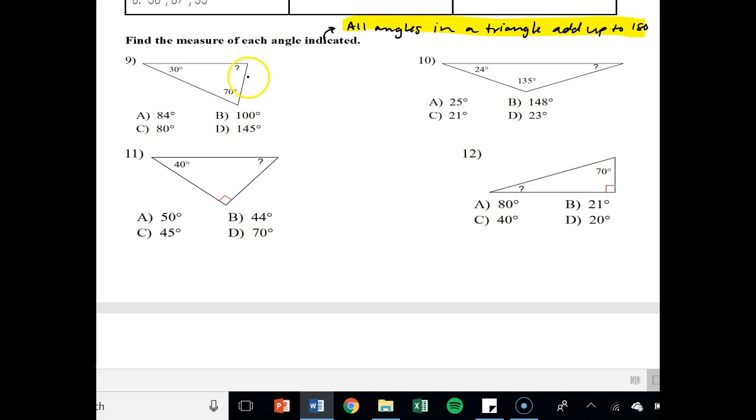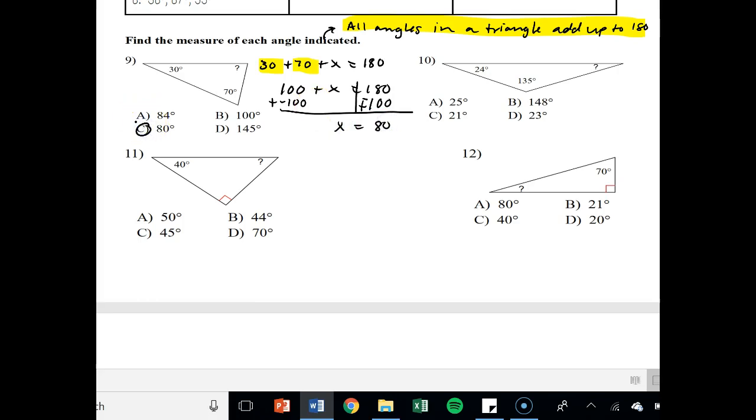So if I got 2 angles, I'm going to say, okay, 30 plus 70 plus the third angle I don't know have to equal 180. And then I say, oh, I got like terms in 30 and 70. So I highlight those and I say, oh, that gives me 100 plus x equals 180. And it's just a simple one-step equation. So I add negative 100 to both sides. It's the same thing as subtracting 100 from both sides. And so I get 80 as my answer, C.